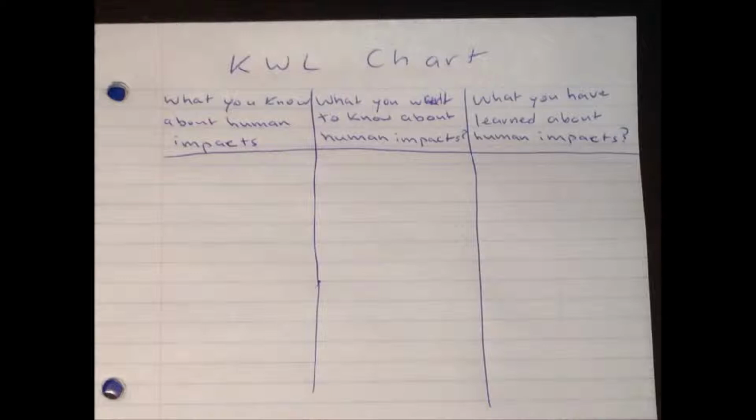The last column is a post-lab activity that asks students what they have learned about human impacts on the environment. This portion gives students the opportunity to reflect on what he or she has learned during the lab activity and draw connections to their prior knowledge.